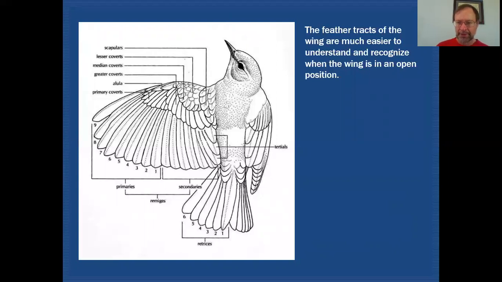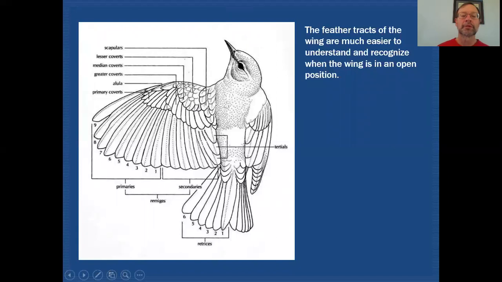So here's another illustration, and this one might be helpful in better understanding those feather tracks that exist in the wing. With the wing open, it's much easier to see all the things that are going on. We can see where the scapulars come in and lay over the edge of the wing. And then the next section of feathers that we have is called the lesser coverts, and that forms this little area right here. And then we have median coverts below those. Those are right here.